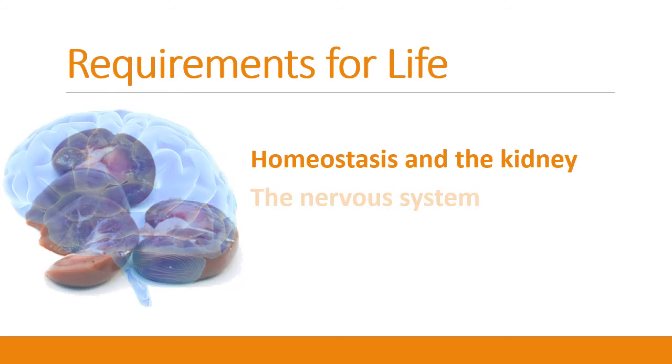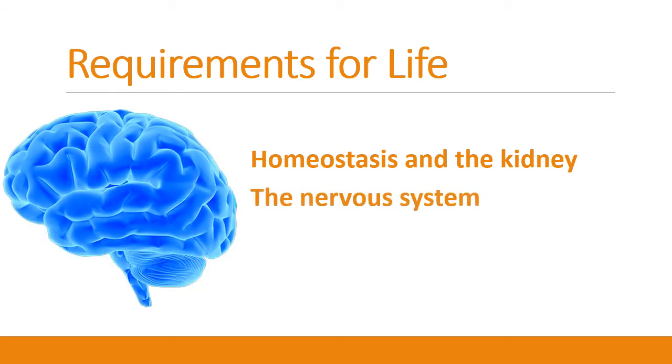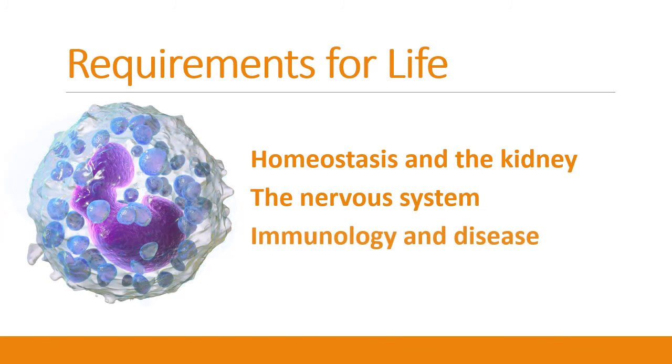balance. In the nervous system, we look at nerve structures and how nerve impulses are produced and how they are passed around the body. Finally, we look at the body's immune system and how it is adapted to defend our bodies against disease.